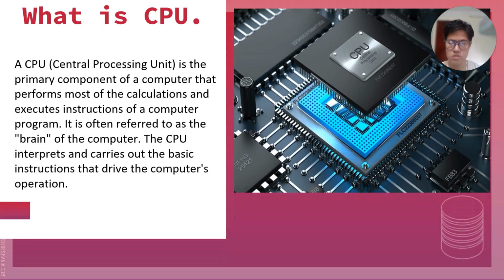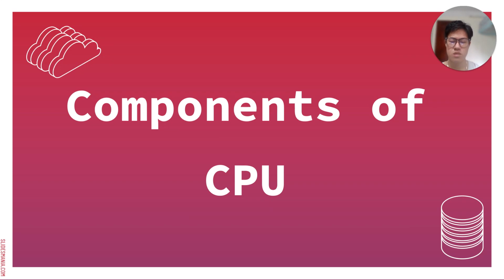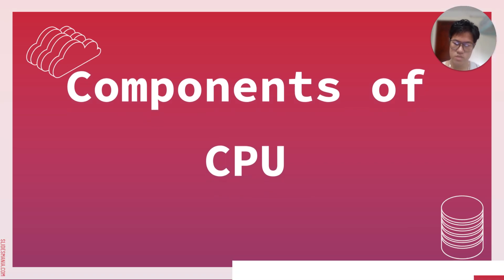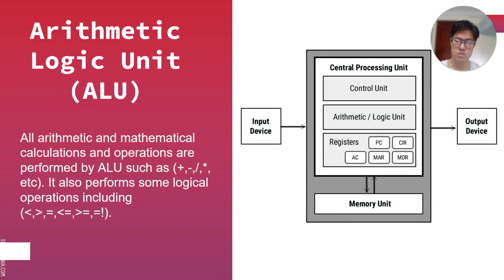And the CPU also has some subcomponents that help in carrying out the processing of the task. The first one is the arithmetic logic unit, or we call it ALU. The arithmetic and mathematical calculations and operations are performed by the ALU, such as addition, subtraction, division, and multiplication. It also performs some logical operations.